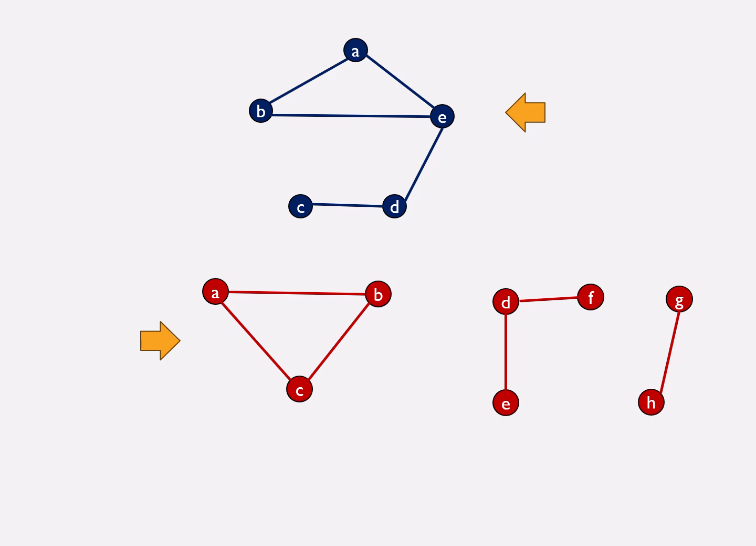You may consider another pair of vertices, suppose B and F. There is no path between B and F. So this graph is a disconnected graph with 3 components.